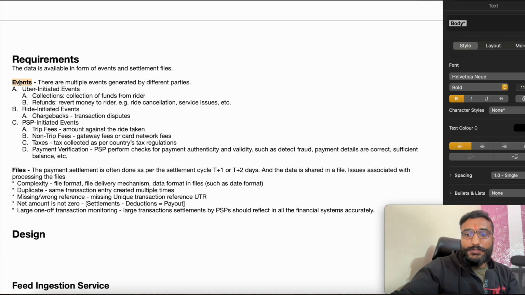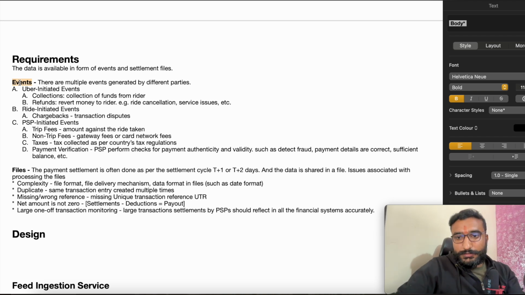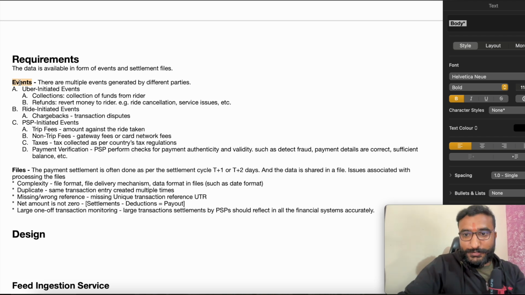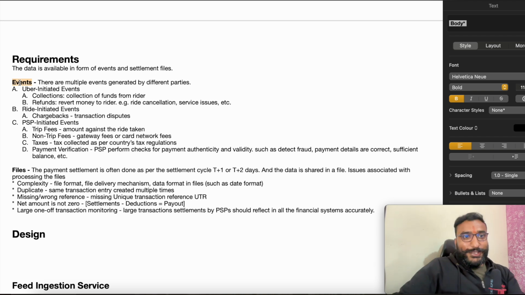Cool. Now let me quickly settle my monitor. Yeah, now I am comfortable. So event is one thing. There can be different events which this reconciliation system will consume. Another thing is the system will consume the files. This is basically the entry points: how will I receive the events or the data, so that I can further process it to do the settlement and reconciliation of the transactions.